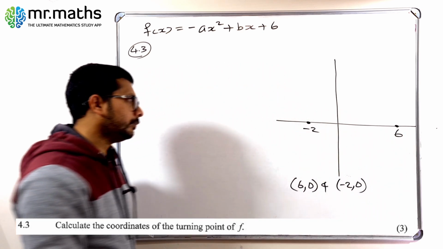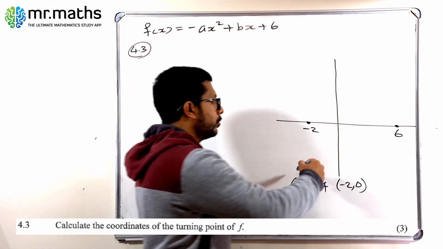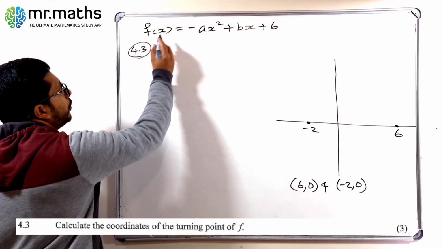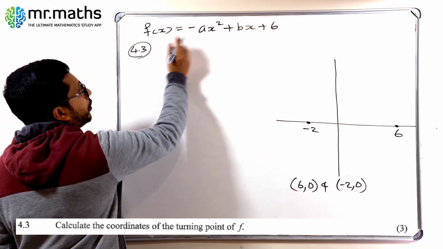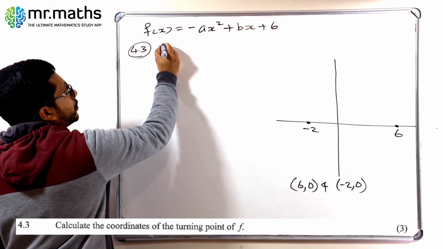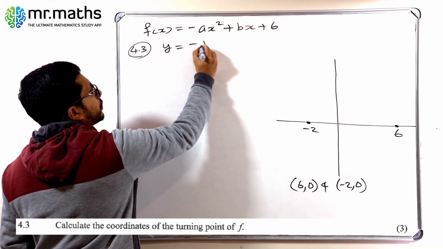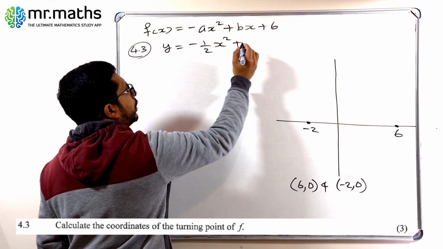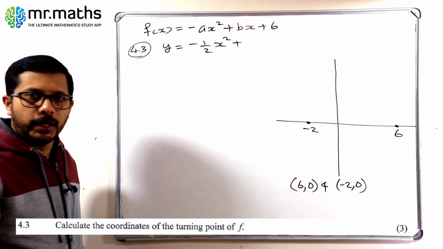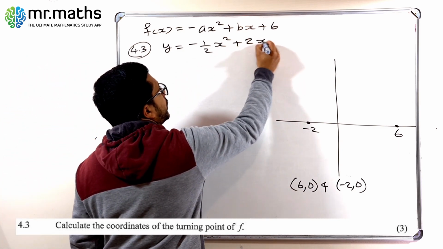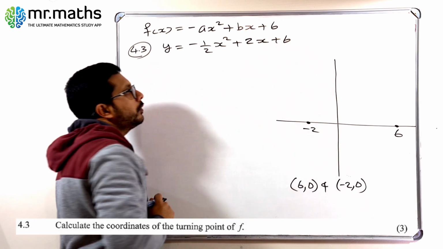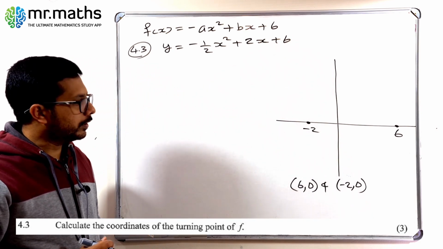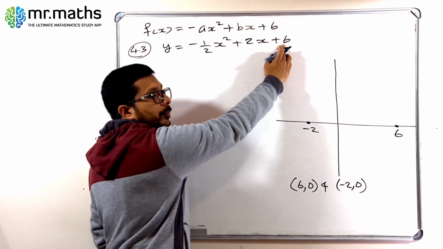Now the graph is supposed to come like this. Can you say what our equation is now? f of x is equal to this one. We already got the values of a, b, c. So y is equal to minus 1 over 2 x square, what is the value of b we got? 2, 2x plus 6. Can you say here what the y-intercept is? The y-intercept is this 6, am I right?